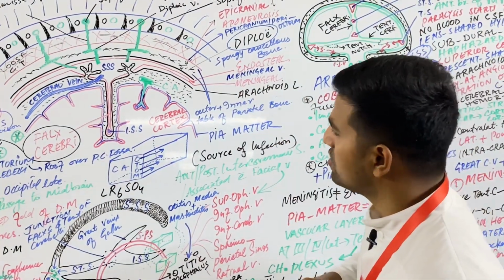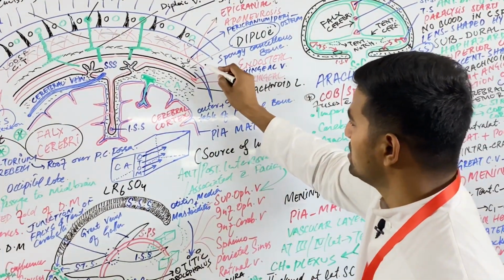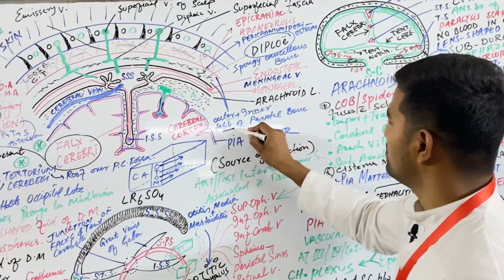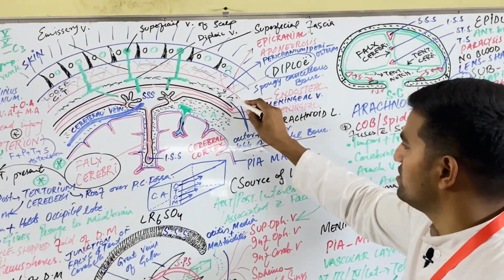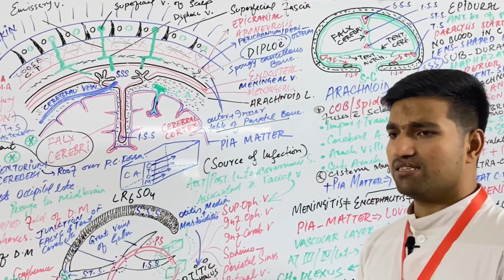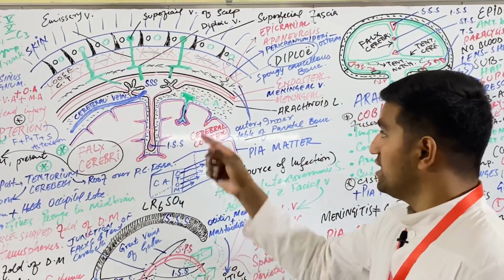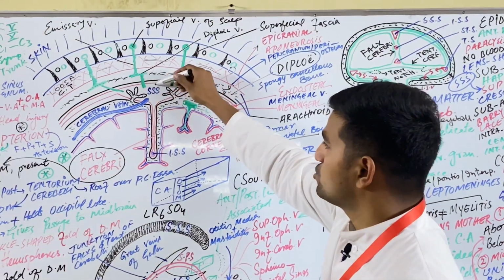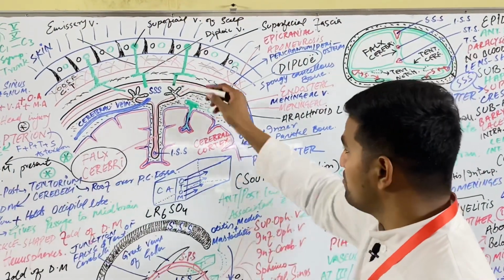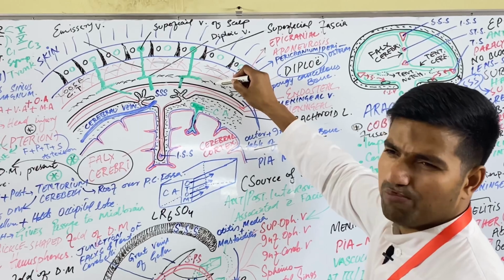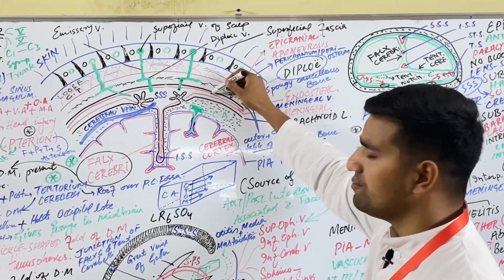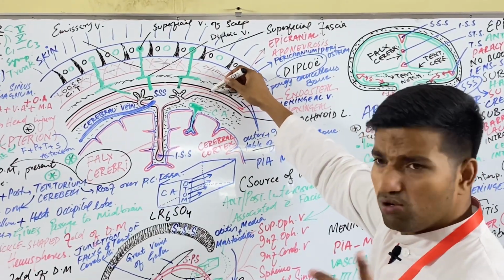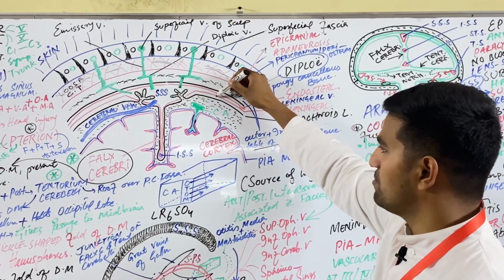You can see simply, this is the outer and inner table of the parietal bone, and in between we have cancellous spongy bone called diploe. In this diploe we have diploic veins, which drain into the superior sagittal sinus. Below this periosteum, or you can say bone, the parietal bone, we have the dura mater layer, and there are two layers of dura mater, the endosteal layer and the meningeal layer.